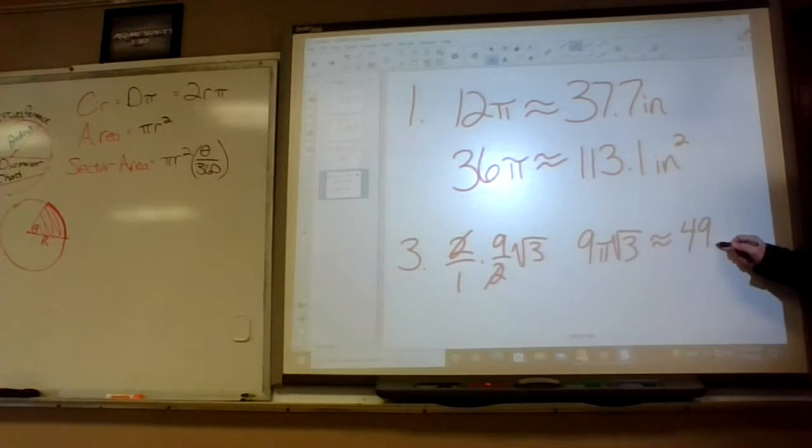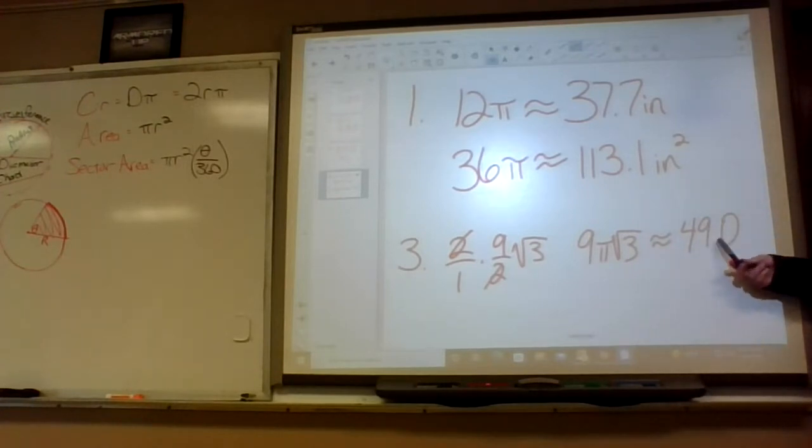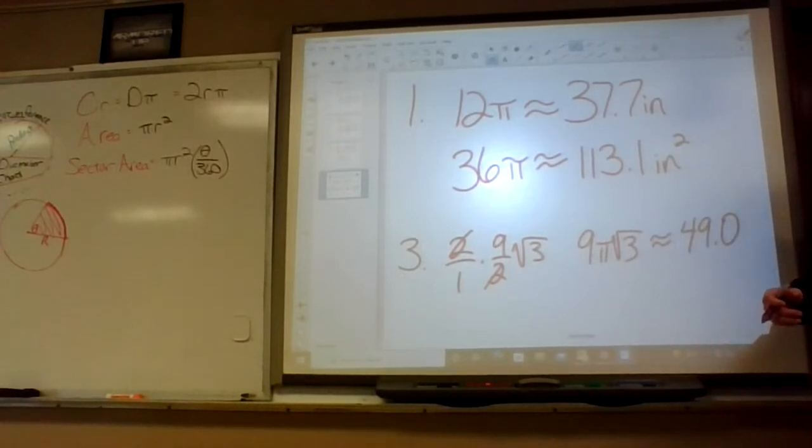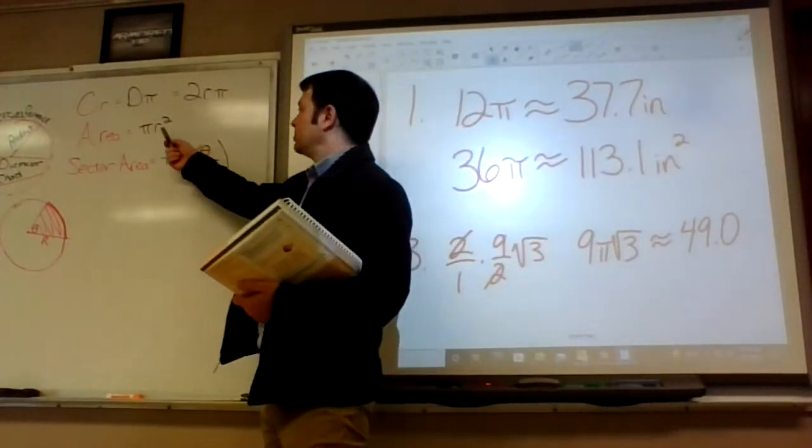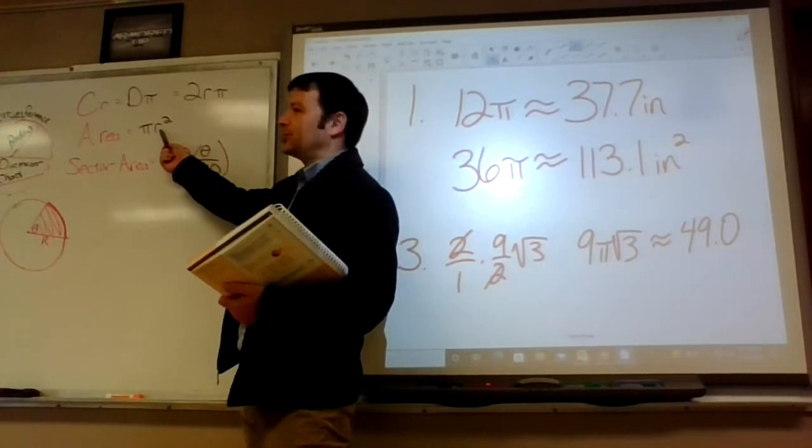49.0. The reason you might want to put 0.0 is because you're showing that you're being accurate to the tens place. We're not rounding it to 49, we're actually rounding it to the tens place. Anyway, the second part.